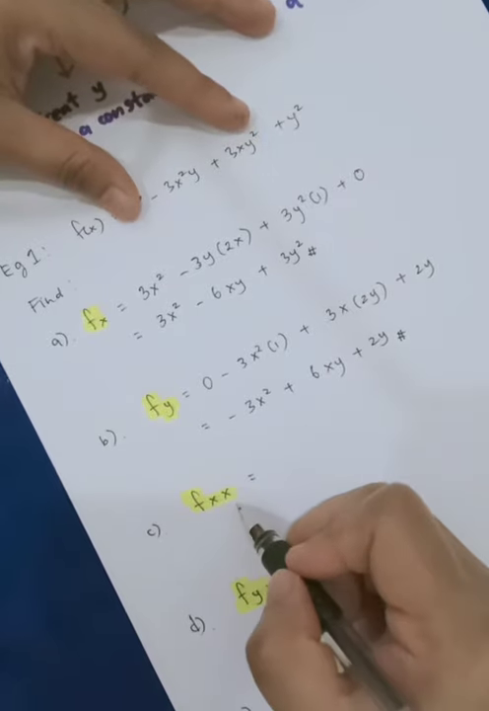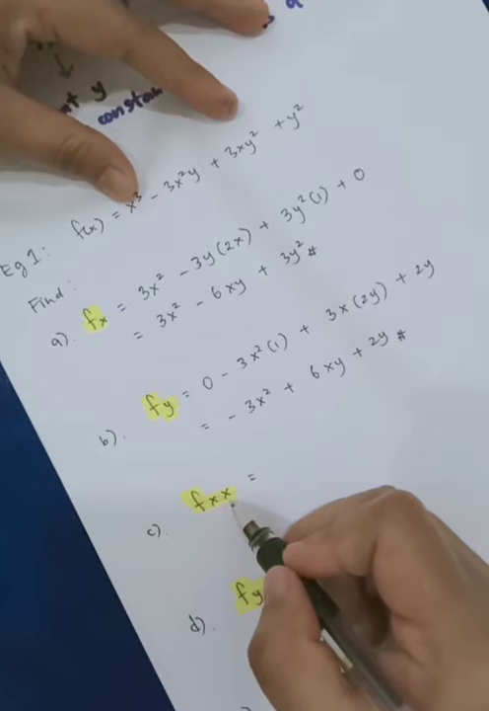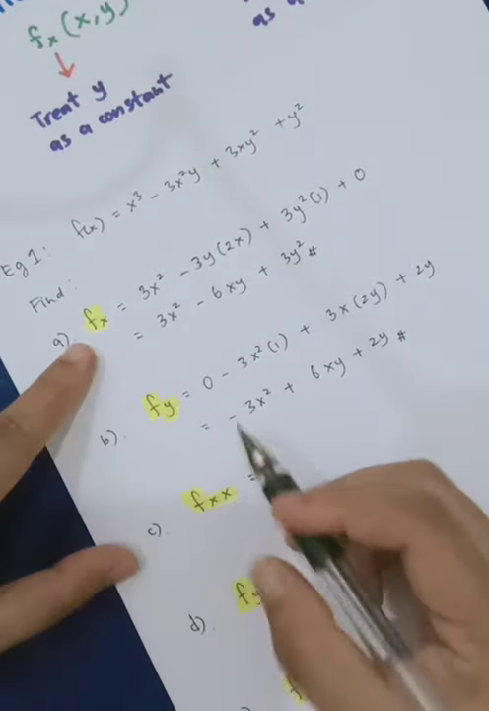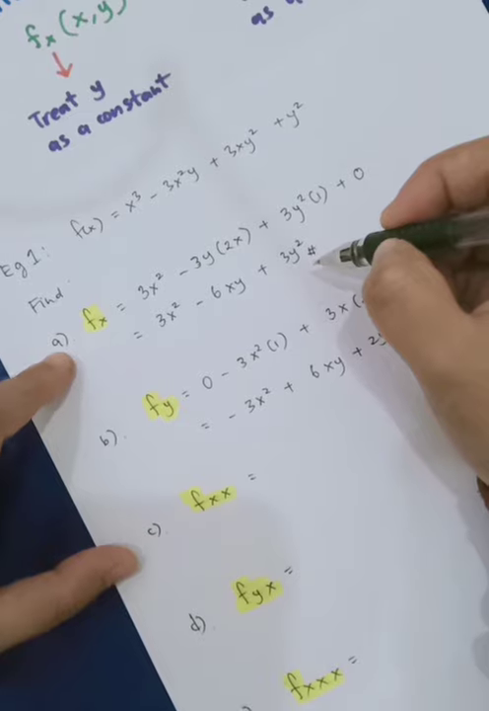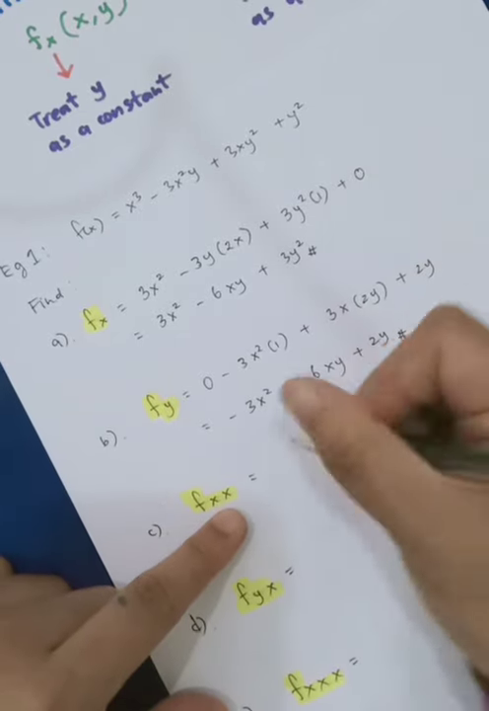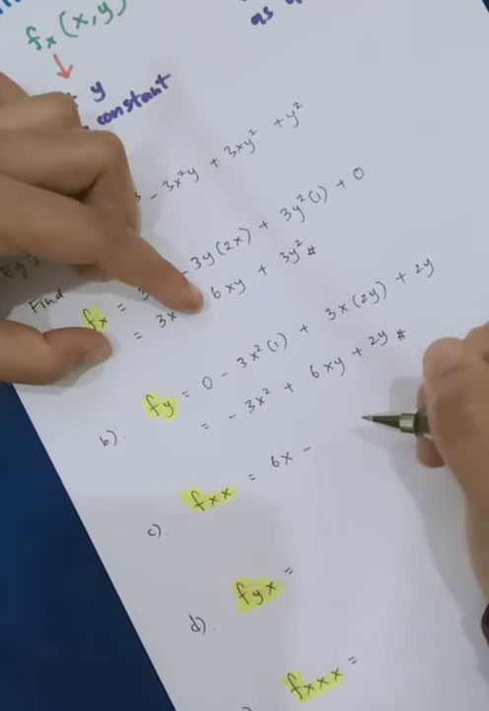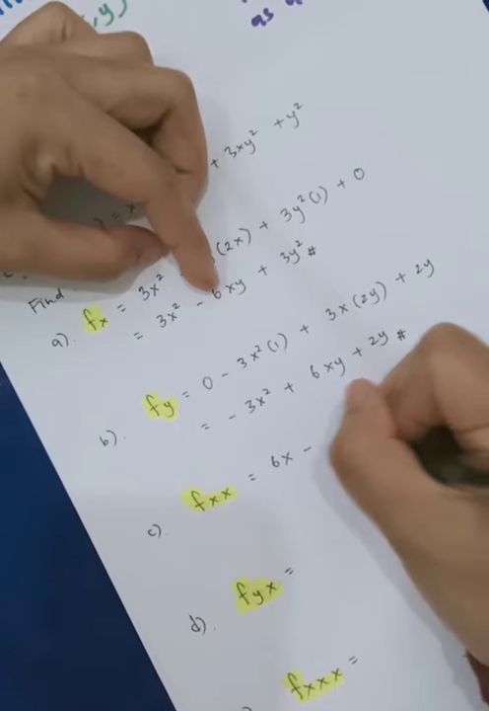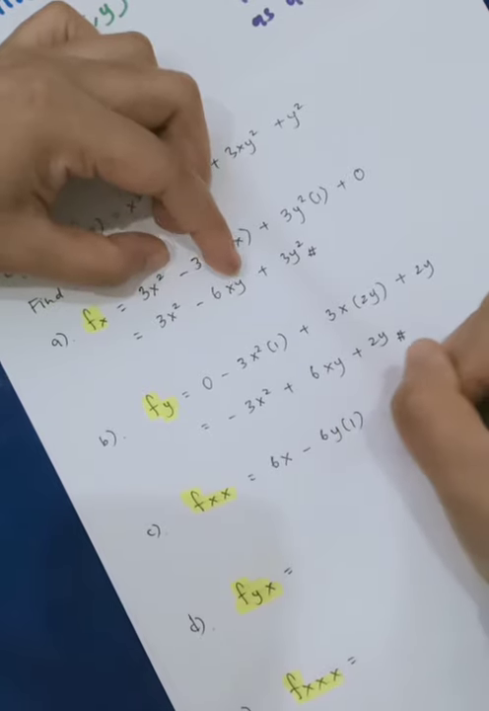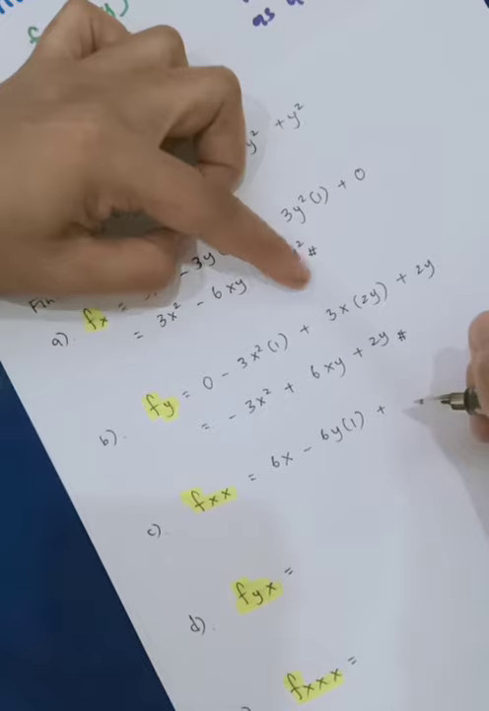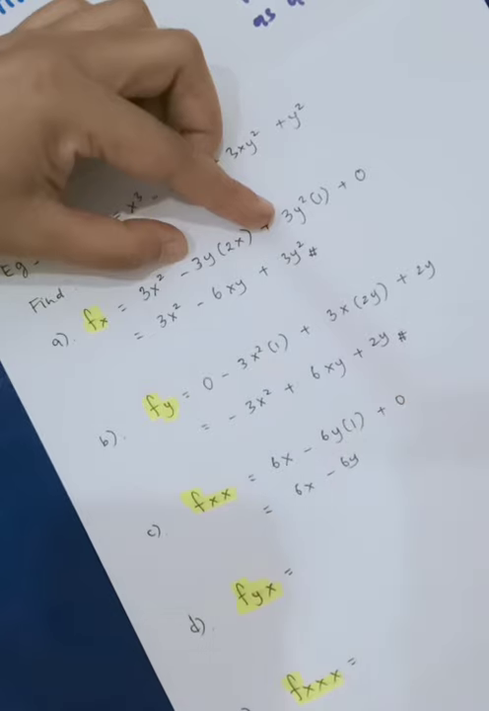Now we have another letter after x, which means that you have to apply the second derivative with respect to x. Here we have fx, using the same answer that we got for a. And then we differentiate again, but with respect to x. From 3x squared, we get 6x minus, now our constant is y, so negative 6y, differentiate x, we get 1, plus, now 3y squared is a constant, so plus 0. Simplify, we get 6x minus 6y.